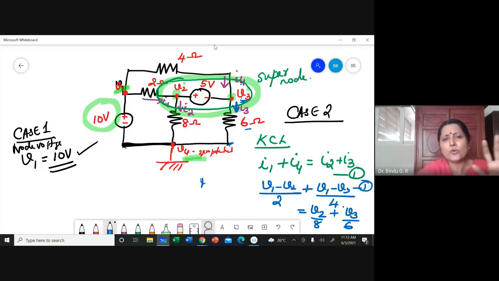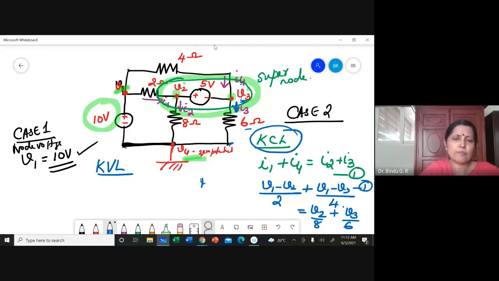I'm not going to do the whole problem. Now I am going to apply KCL, sorry, KVL. First I applied KCL to the node. Now I am going to apply KVL. When I apply KVL, let me draw this once again. I'll be just taking this part alone, and I'm drawing this in an elaborate manner.